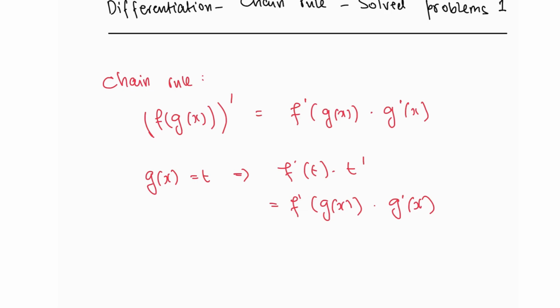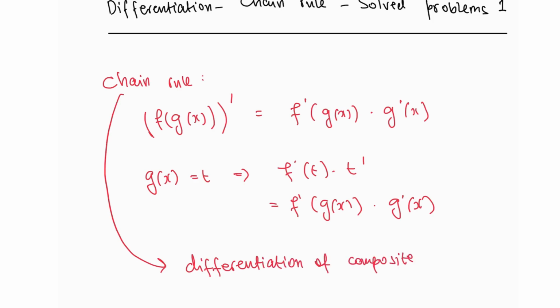For the very beginning I have written here the chain rule. So just formally, how do we find the derivatives of composite functions? Chain rule means differentiation of composite functions, and the formula is f of g of x prime is f prime of g of x times g prime of x.